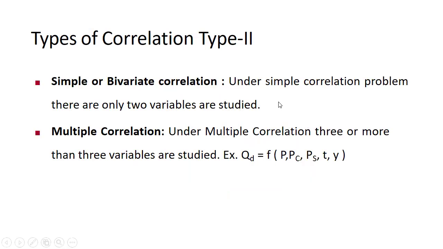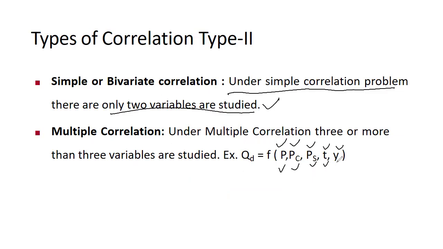Now the types of correlation, type 2: simple or bivariate correlation. In a simple correlation problem, only two variables are studied. This is known as simple or bivariate correlation. And in a multiple correlation we study more than two variables. Here we are taking 1, 2, 3, 4, 5, so there are five variables.